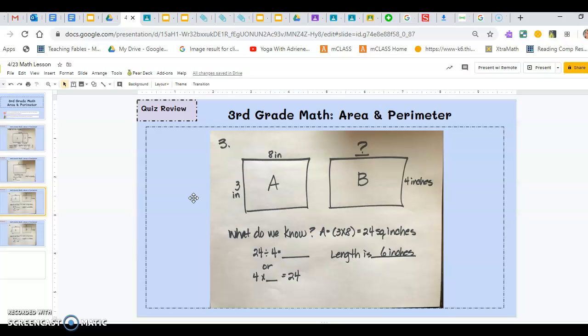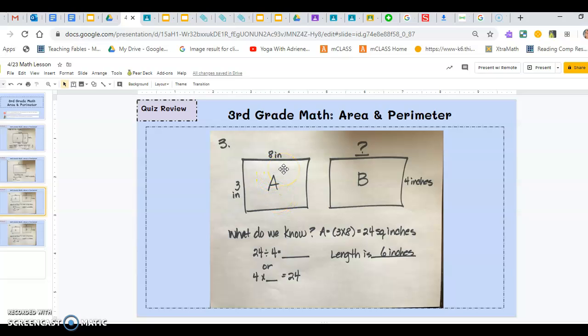I'm sorry, I meant to have this on the slide. So the question says on the quiz, the area of a rectangle is, oh, that was number 2. We're on number 3. Rectangles A and B have the same areas. Rectangle A is 3 inches wide by 8 inches long. So that's the information we're given.